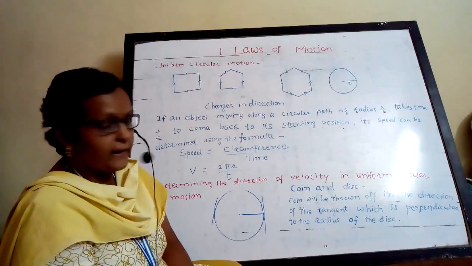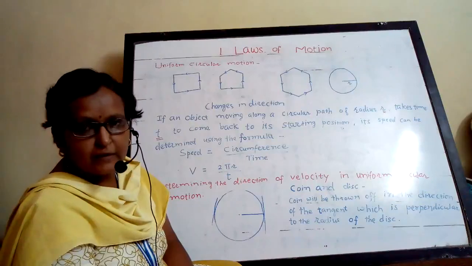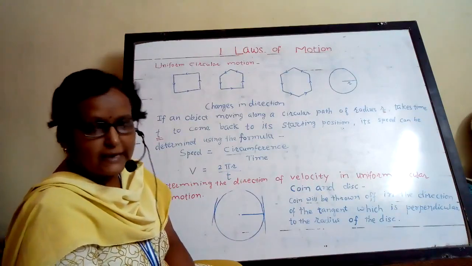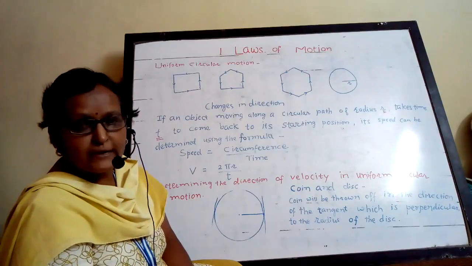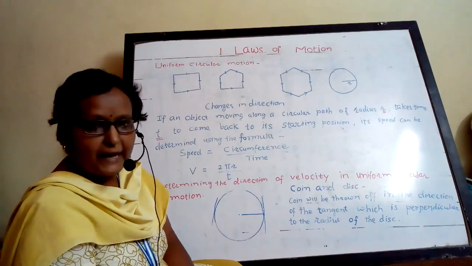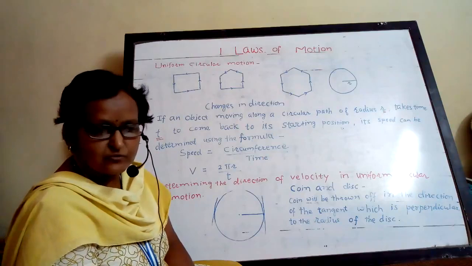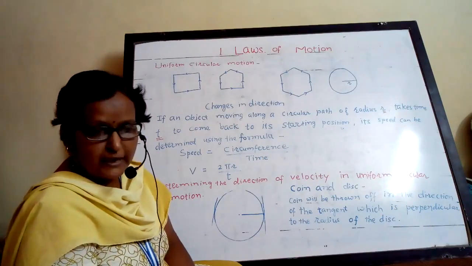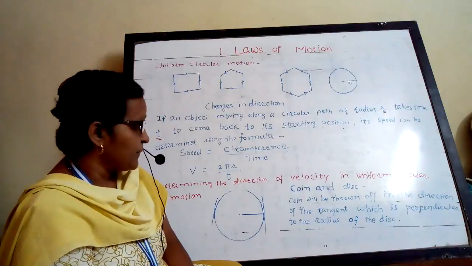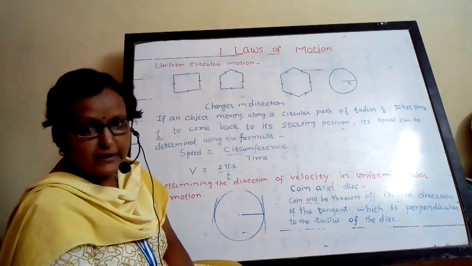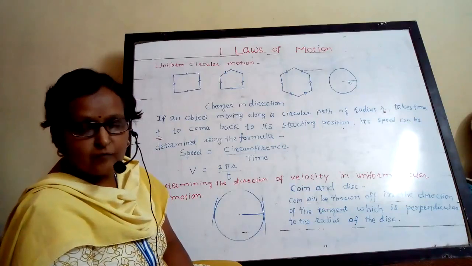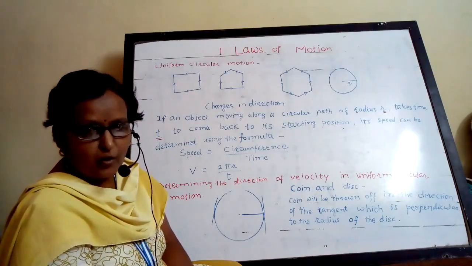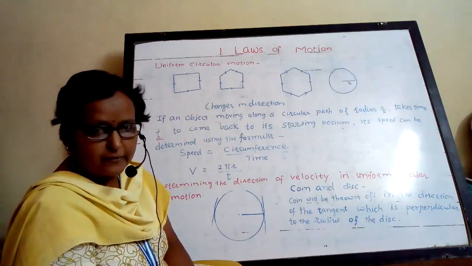So you can have so many examples in our day-to-day life of circular motion. You can tell the motion of the planets around the sun. That is also an example of circular motion, or the motion which is uniform motion. Again, the electrons revolving around the nucleus, that is also an example of circular motion.